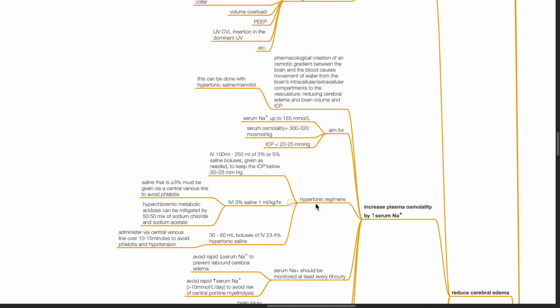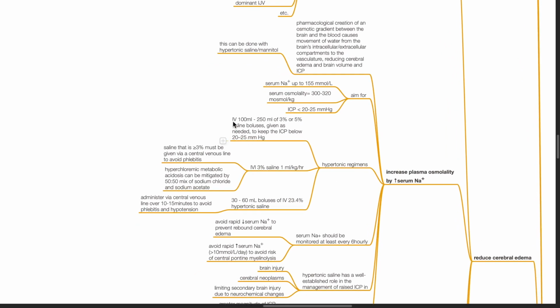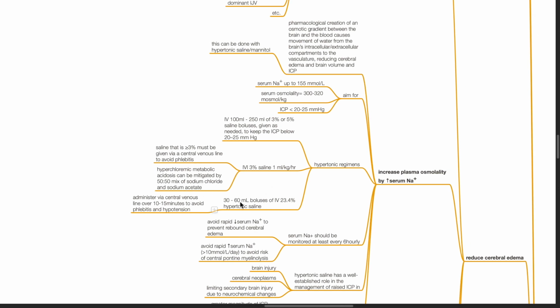Hypertonic regimen examples include IV 100 to 250 ml of 3 to 5% saline boluses given as needed to keep ICP below 20 to 25 mmHg. IV infusion of 3% saline at 1 ml per kg per hour. Note that saline that is 3% or more must be given via a CVL to avoid phlebitis. Hyperchloremic metabolic acidosis can be mitigated by a 50-50 mix of sodium chloride and sodium acetate. 30 to 60 ml boluses of IV 23.4% hypertonic saline is another option, administered via CVL over 10 to 15 minutes to avoid phlebitis and hypotension.